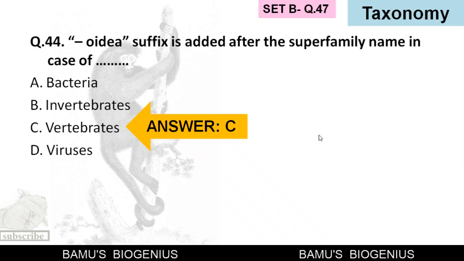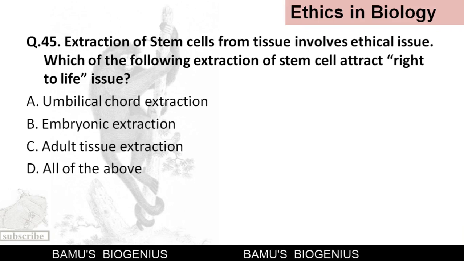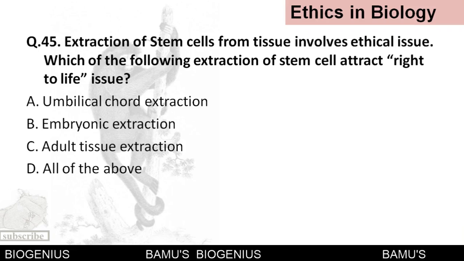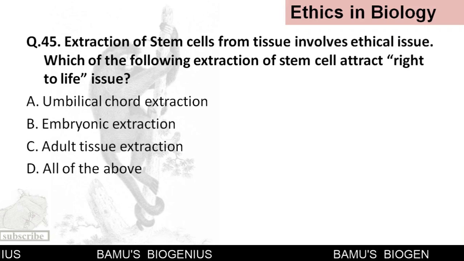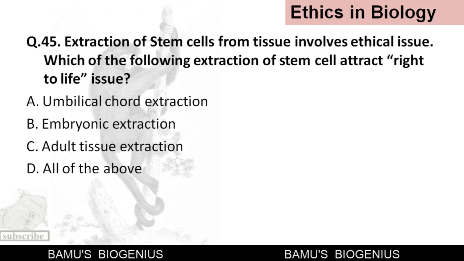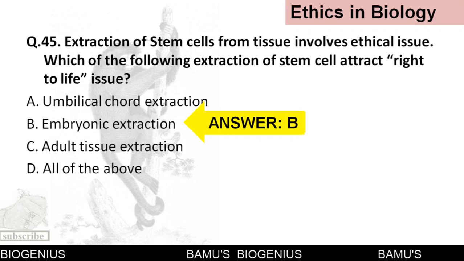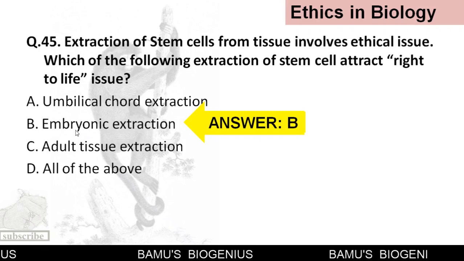Now the question number 45. Extraction of stem cells from tissue involves ethical issue. Which of the following extraction of stem cell attract right to life issue? This is the question from the ethics and biology field. Option A is umbilical cord extraction. Option B is embryonic extraction. C is adult tissue extraction. And D is all of the above. Now the answer is embryonic extraction. Answer is B. Now whenever we go for stem cell extraction, we have to destroy that particular embryo and that brings about right to life issue.